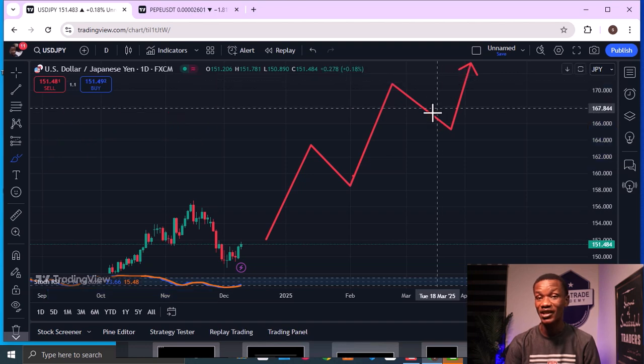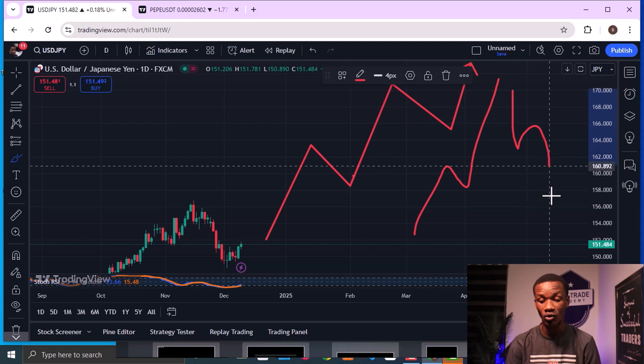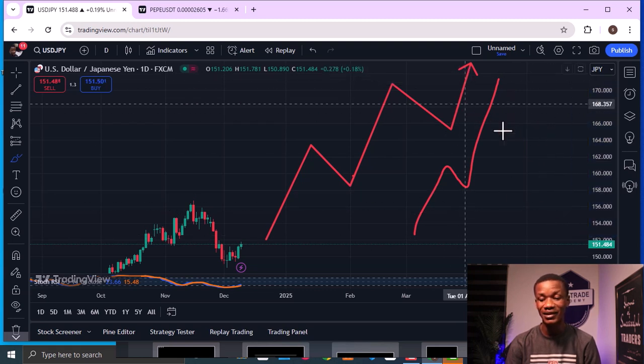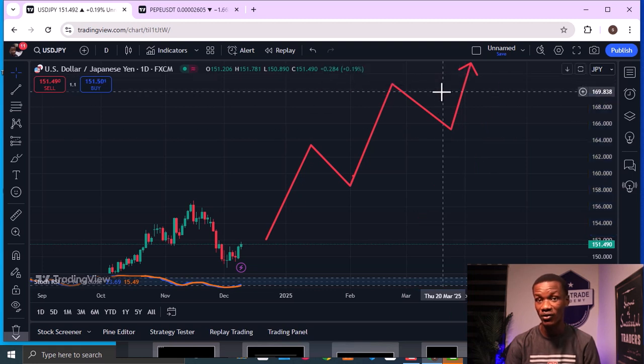Rather, use it in a trending market. If the market is moving upward or the market is coming all the way to the downside, this is the kind of market you use the Fib retracement. And this is a quick note about this tool. So let's go back to work.